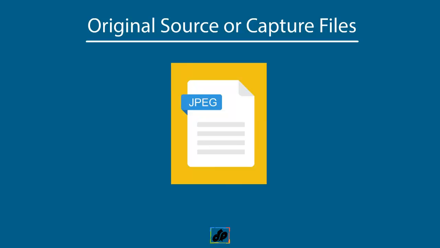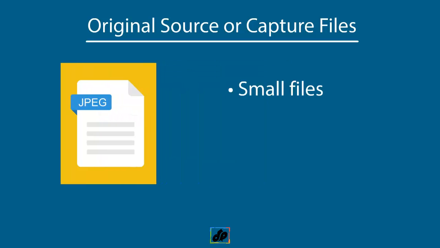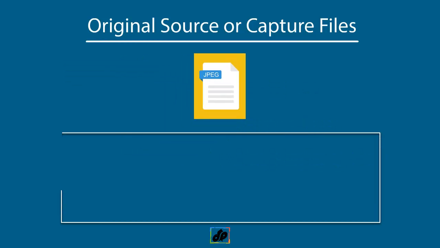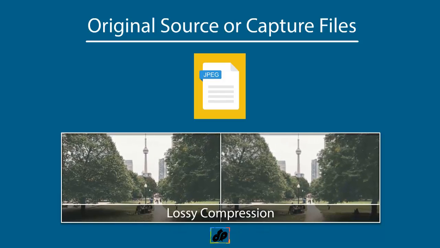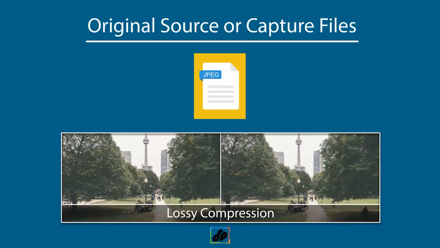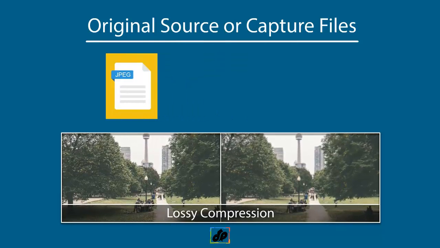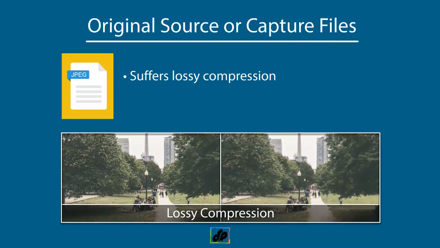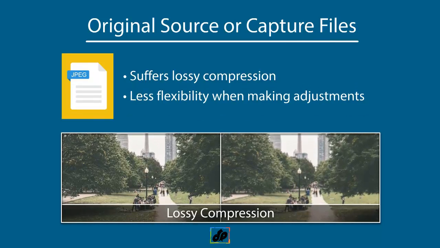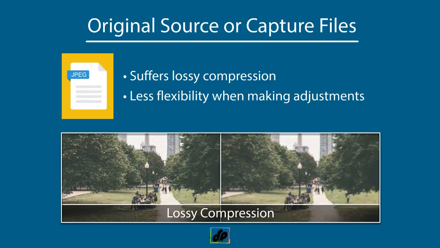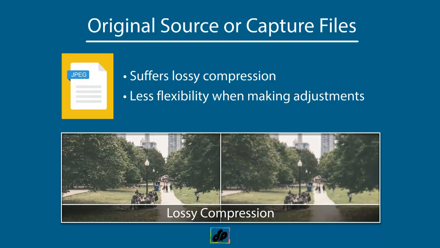JPEG is currently the most widely used file format in photography, as JPEG files are small and thus are easy to save and download. However, in order to decrease a photograph's file size, the JPEG file format throws away information through a process called lossy compression. Thus, these files have significantly less flexibility when making adjustments, such as brightening shadows or darkening highlights in an image after capture.